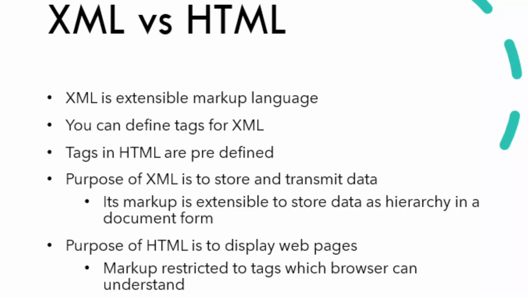The answer lies in the purpose of both languages. XML is a data storage and transmission language, and hence the markup is extensible and tags convey information about the stored data, which can be anything, is general in nature, and cannot be limited. However, the purpose of HTML is to display web pages, and therefore its tags are limited to ones that can be understood by browsers, etc.